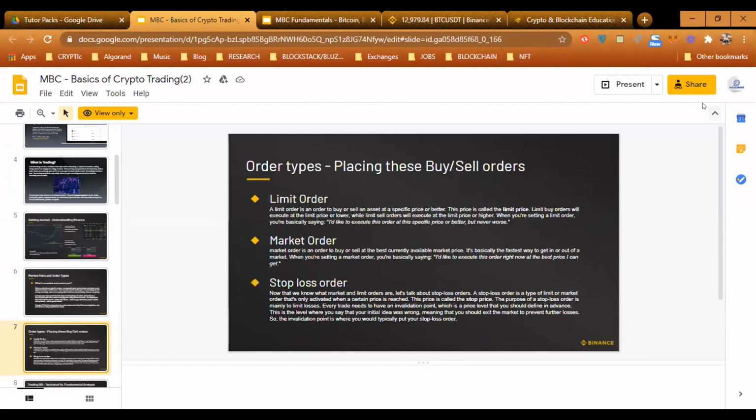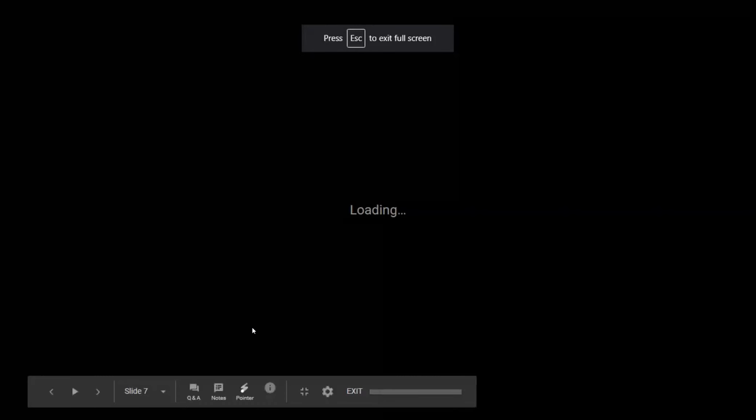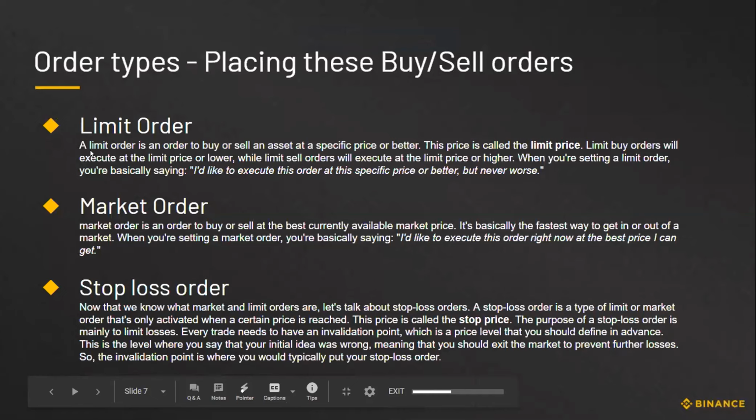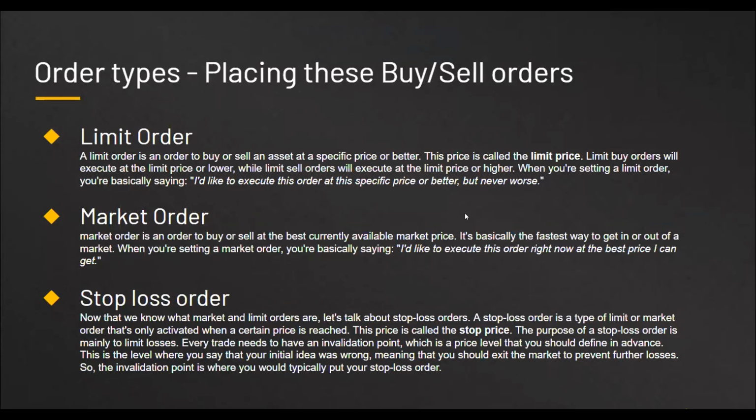So there's the limit order. The limit order is an order to buy or sell an asset at a specific price or better. So somebody asked a question about me buying Naira at that market order. If you could buy at the higher order, fine, no trouble, you can. What you would do there is use a limit order. So a limit order is an order to buy or sell an asset at a specific price or better. This price is called the limit price.